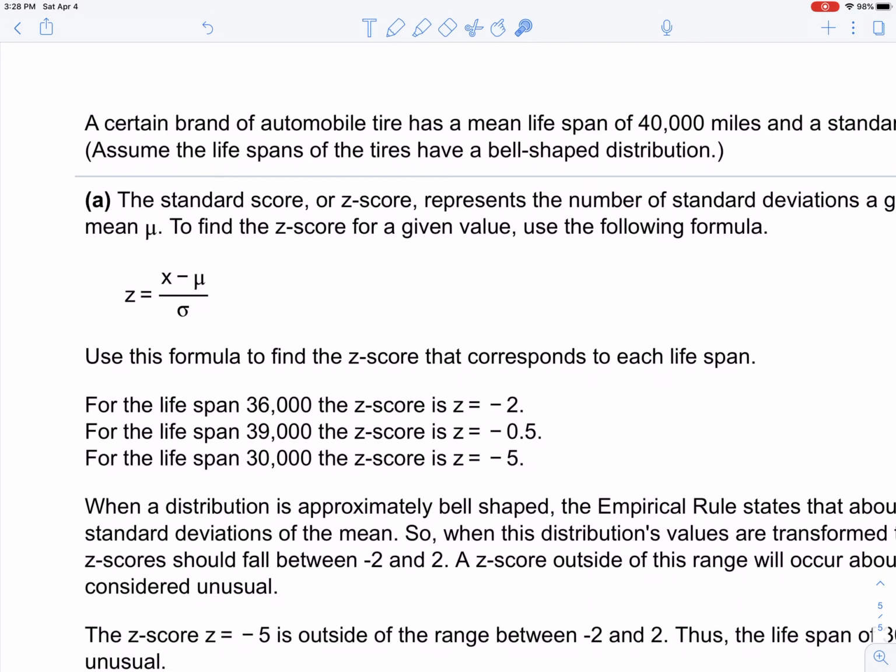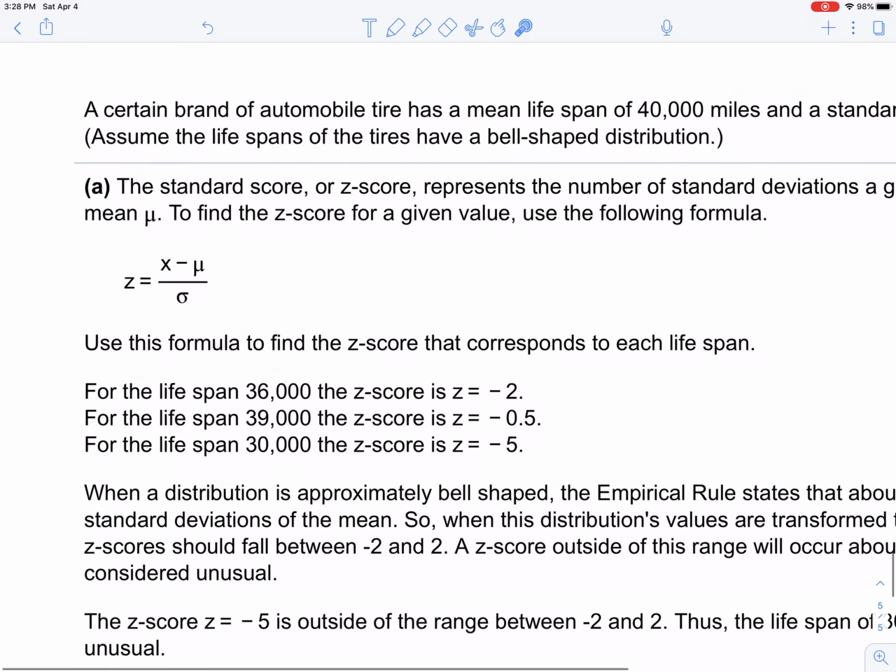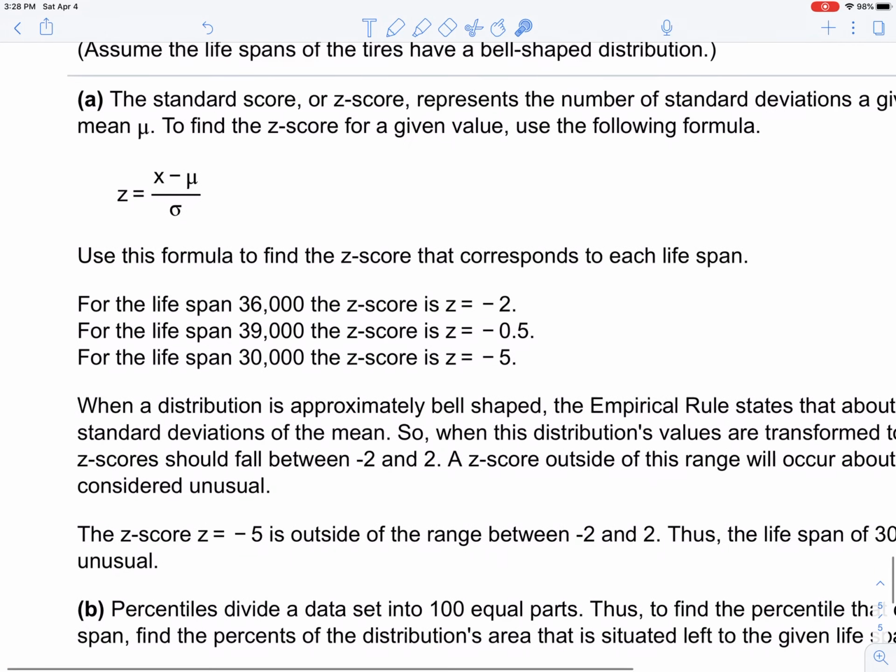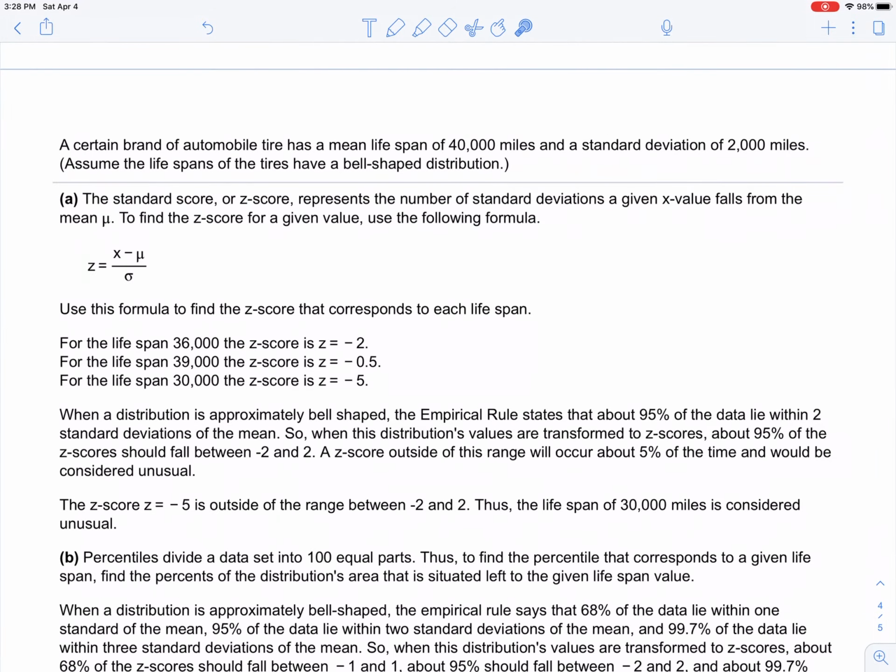If we plug this in, 39,000 minus 40,000 divided by 2,000, we get -0.5, and 30,000 minus 40,000 divided by 2,000 gives us -5. Okay, so all of these are to the left of our mu, or our average, right? So again, the z-score is similar to the standard deviation. It just tells us how far away from the average we are.